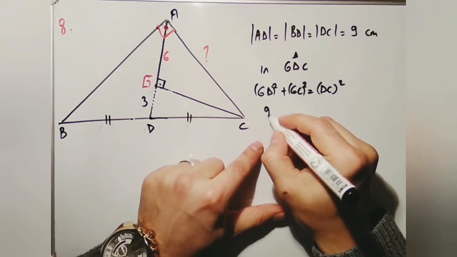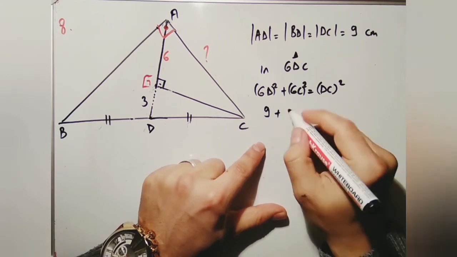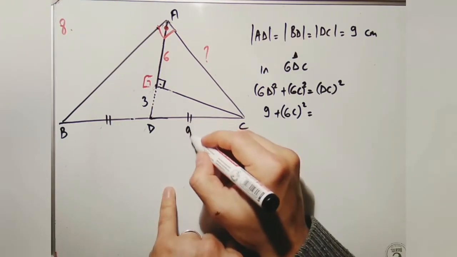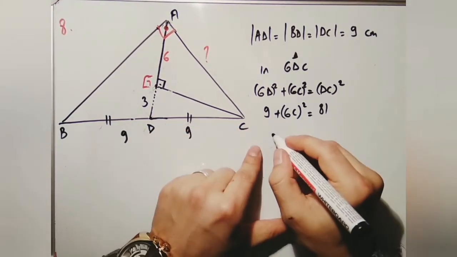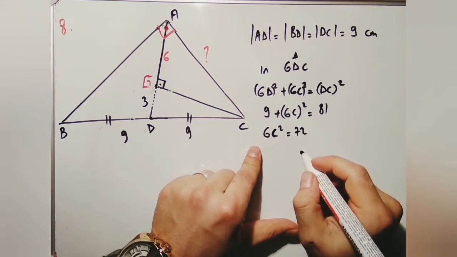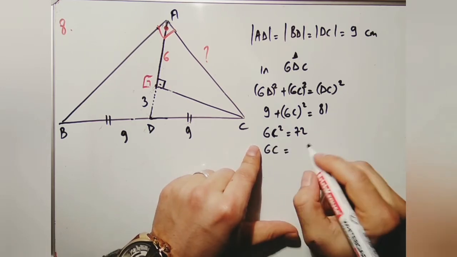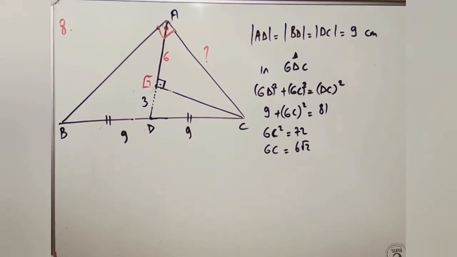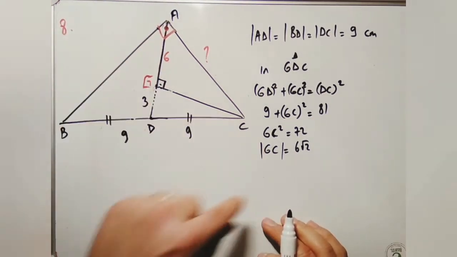So GD is 3, squared is 9. GC squared, we don't know, is equal to DC, which is 9, squared is 81. So from here, for GC squared, we are going to get 72. When we take the root of both sides, we will have plus minus 6 root 2. But the lengths can never be negative, so we will have to take the positive one. We found GC. GC is 6 root 2. And after that, it follows in triangle AGC.